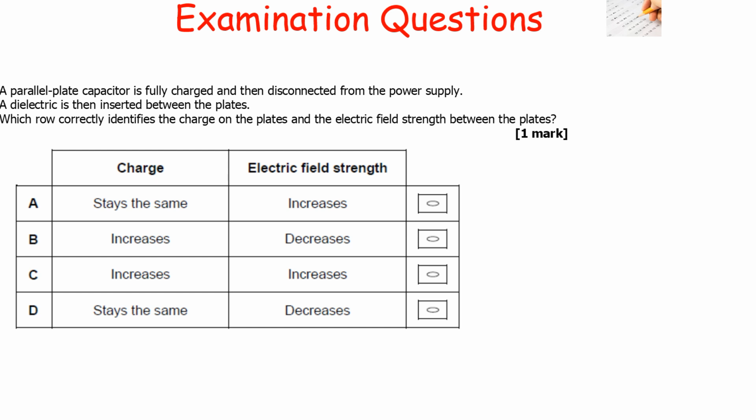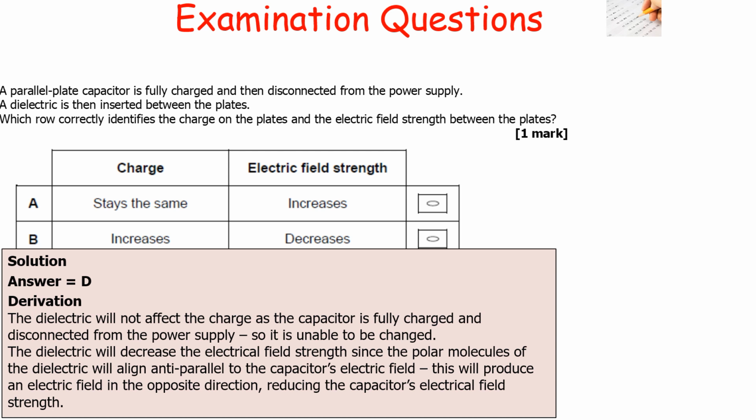Right, our answer here is going to be D, because the dielectric will not affect the charge as the capacitor is fully charged and then disconnected from the power supply, so therefore it's unable to be changed. Now the dielectric will decrease the electrical field strength, since the polar molecules of the dielectric will align anti-parallel to the capacitor's own electrical field, so it produces an electrical field in the opposite direction to the capacitor, reducing the capacitor's electrical field strength because it's a vector. So the answer is D.